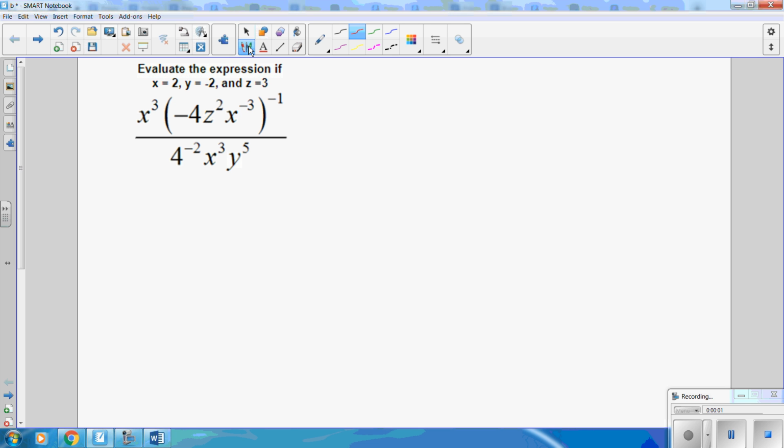Let's start by simplifying this expression. So we have x to the third, but then we're going to distribute the negative 1 with everything. So it's going to be negative 4 to the negative 1 power. Z to the second to the negative 1 is z to the negative 2. And this is going to be x to the positive 3, because if you multiply two negatives together, you get a positive.